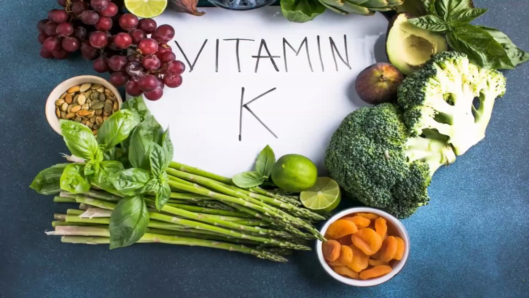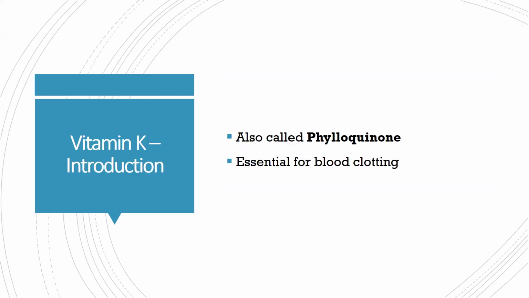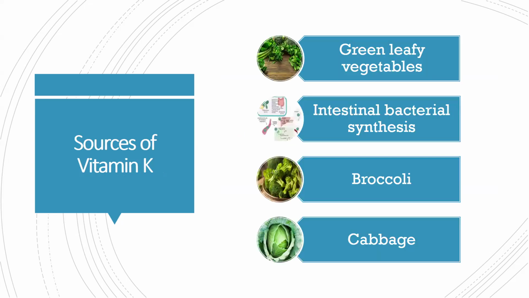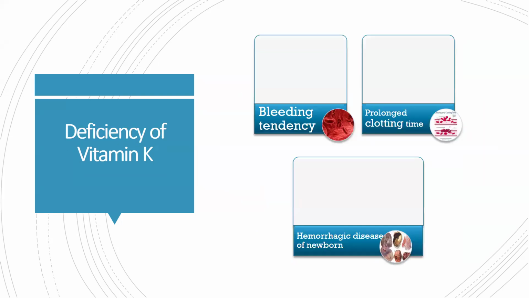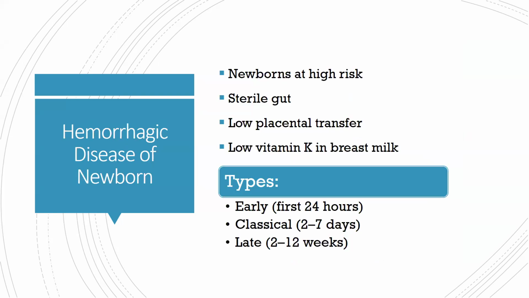So now we come to the detail of vitamin K, which is also called phylloquinone. This is essential for blood clotting. These are the sources of vitamin K, which include green leafy vegetables, intestinal bacterial synthesis, broccoli, and cabbage. Functions of vitamin K are synthesis of clotting factors, growth hormone formation, and bone health. Deficiency of vitamin K can cause bleeding disorders, prolonged clotting time, hemorrhagic disease of newborn.